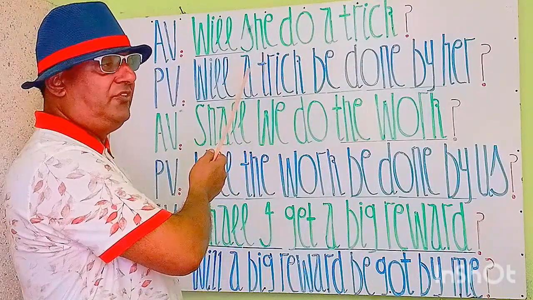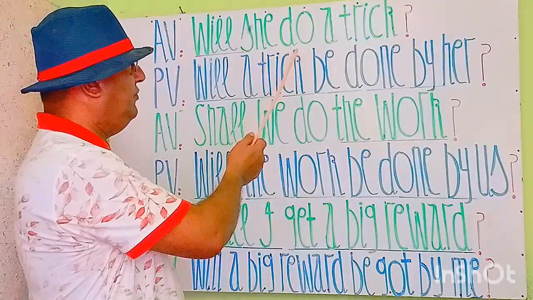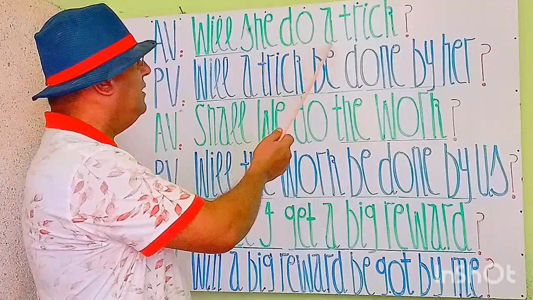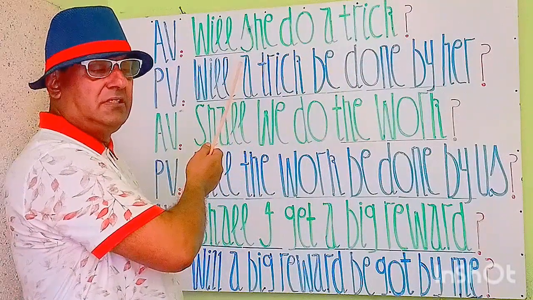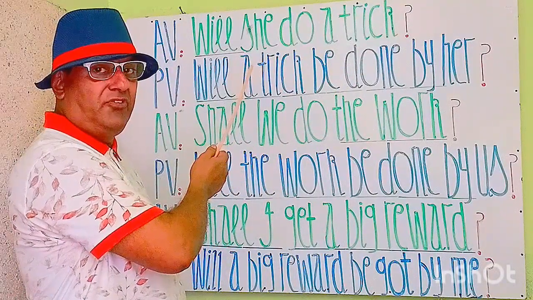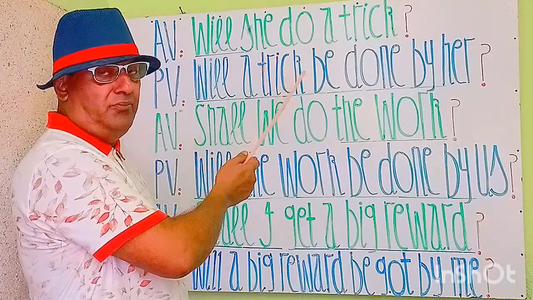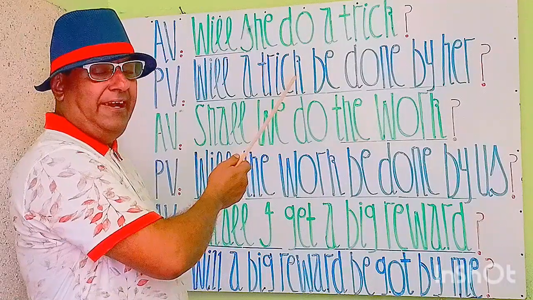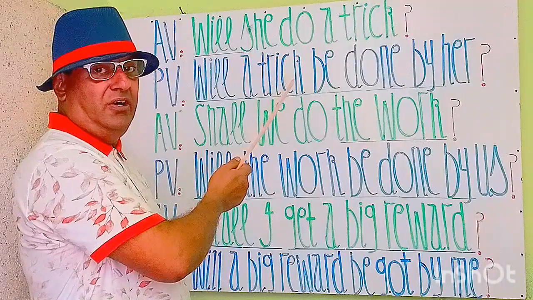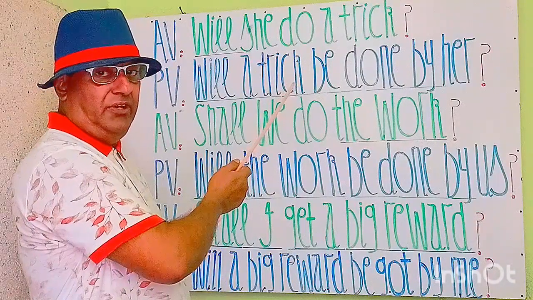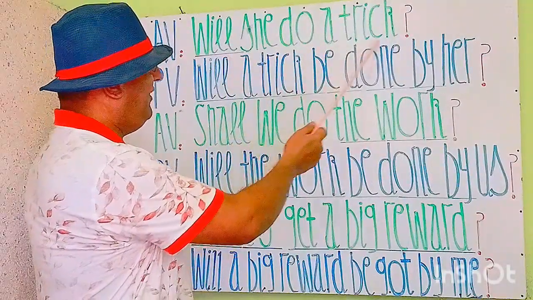You see my students, this is an interrogative sentence. She is a subject, do is a principal verb, a trick is an object. So in this sentence, after writing subject, we write shall or will and then first form of verb. With I and we we add shall, and with the rest of the pronouns and singular and plural nouns we add will. So here you see, will she do a trick?